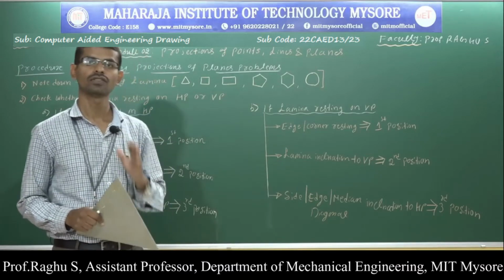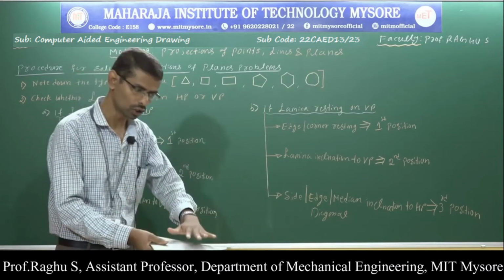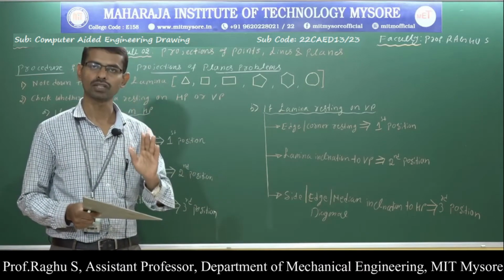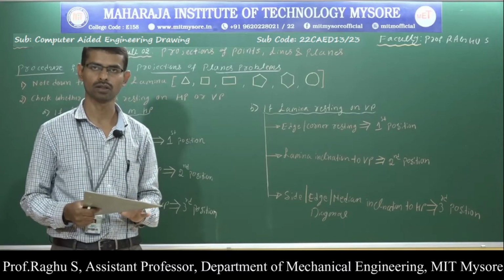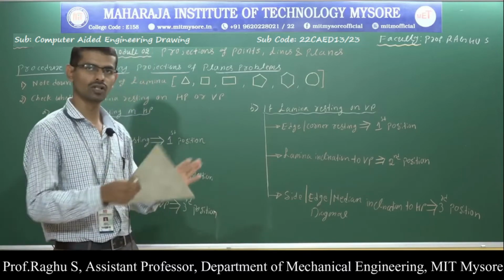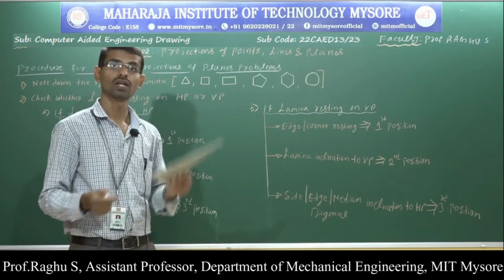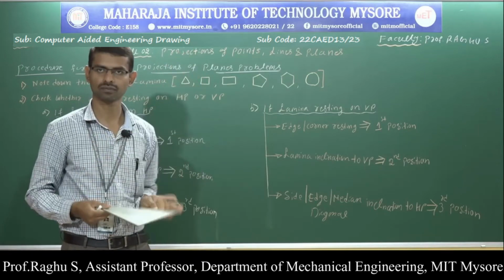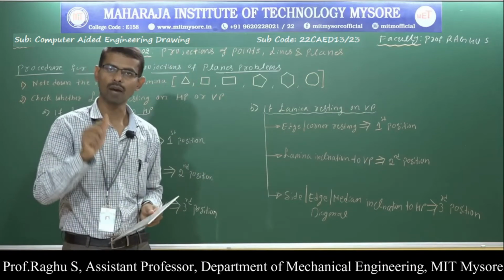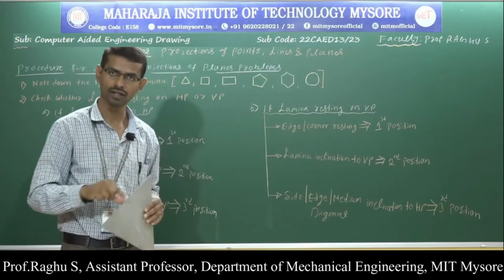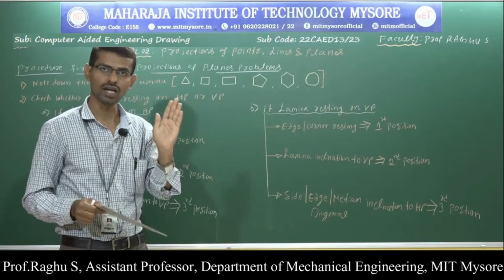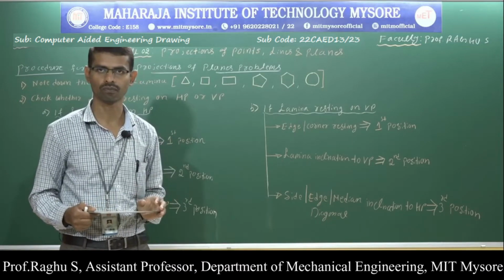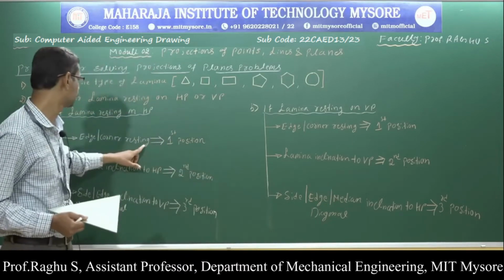Second, check whether the lamina is resting on the horizontal plane or the vertical plane. Suppose the lamina is resting on the horizontal plane, next check whether it is resting on a side or a corner. Suppose the lamina is resting on HP on a side, next take the resting side towards the left side and draw the front view and top view. That is called the first position.